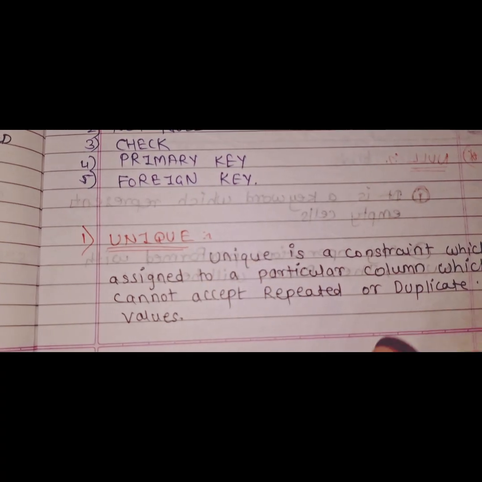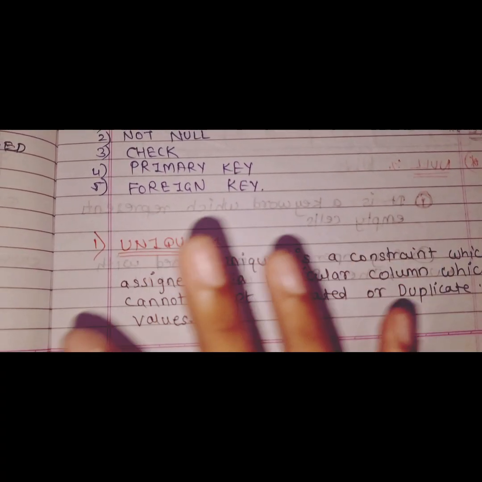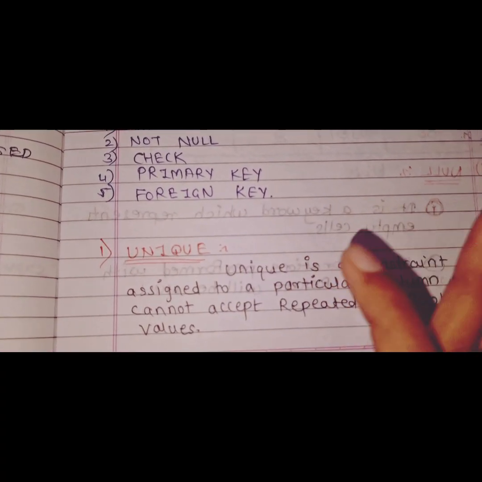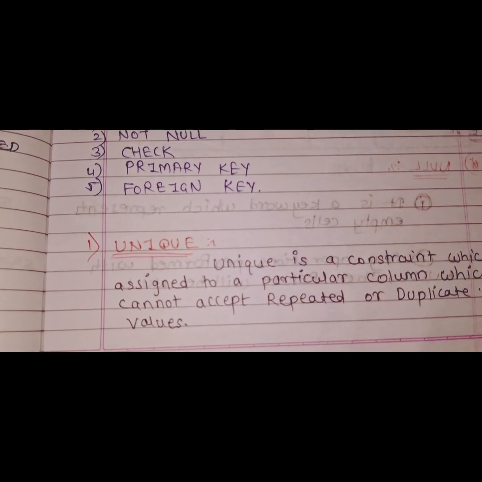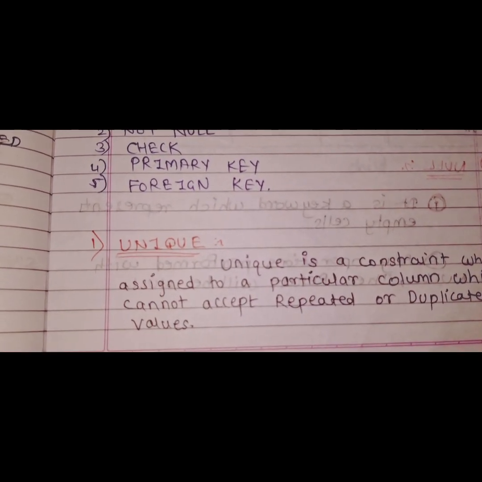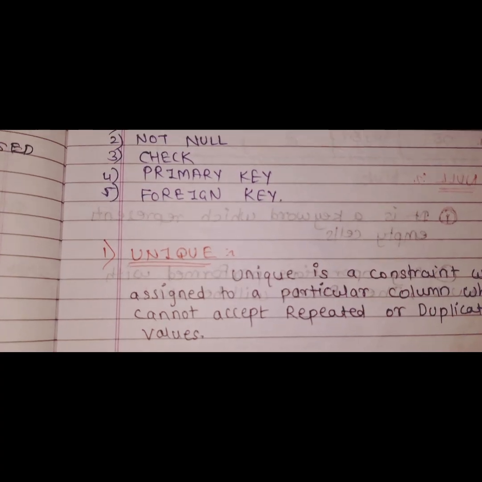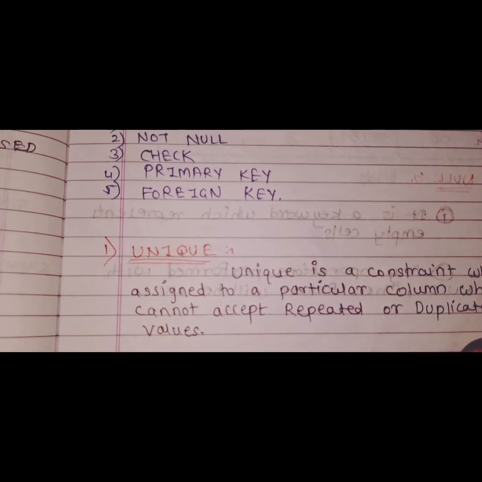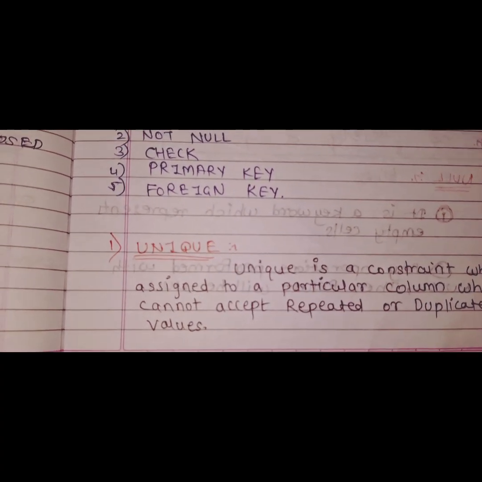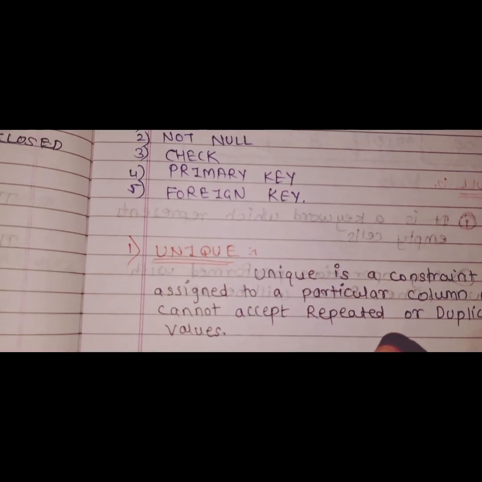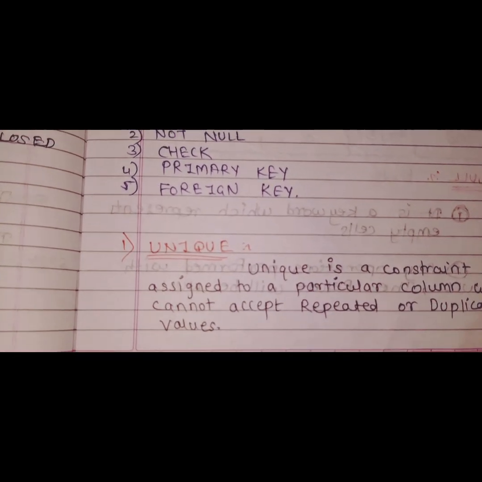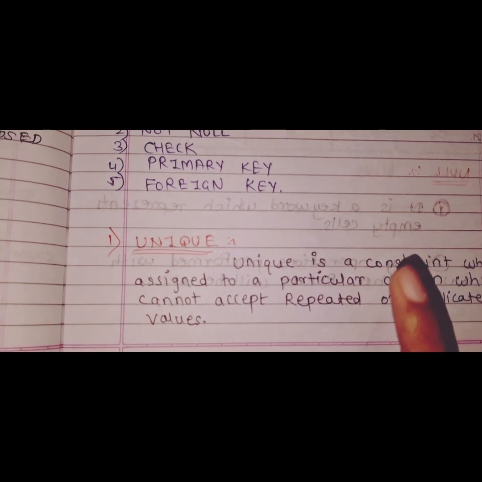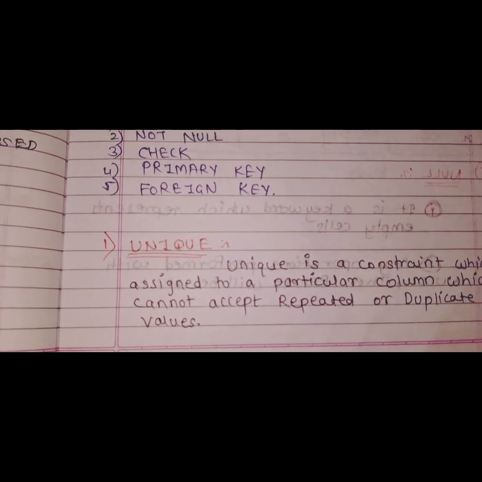Let's suppose we have a college. In a college there are multiple students. So multiple students can have the same name, can have the same age, but they cannot have the same roll number. It must be unique. So for that roll number column, we can assign unique as a constraint. So roll number must always be a unique roll number.